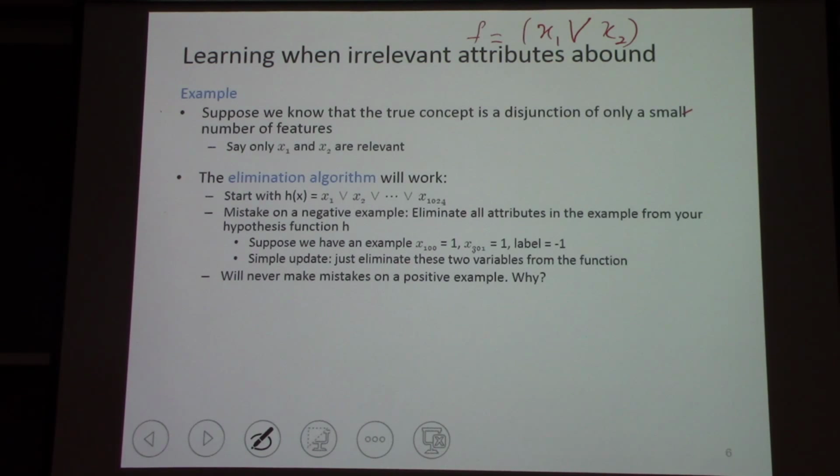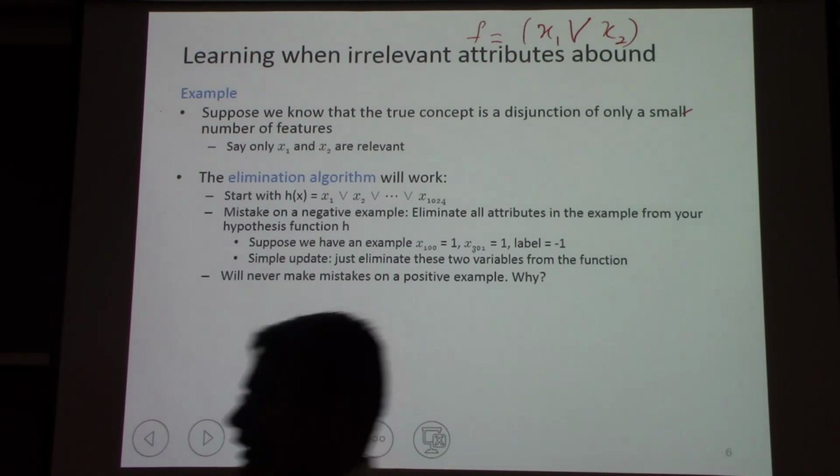This method can never make a mistake on a positive example. Why? What will happen if a positive example comes in? What will the prediction of this function be? 1. Can it ever predict -1 on an input that should get a positive label?